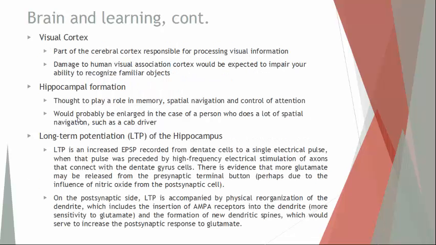And next, we'll move on to brain and learning. The visual cortex, we've talked about this earlier. It's the part of the cerebral cortex that's responsible for processing visual information. So damage to the visual association cortex is expected to impair your ability to recognize familiar objects.